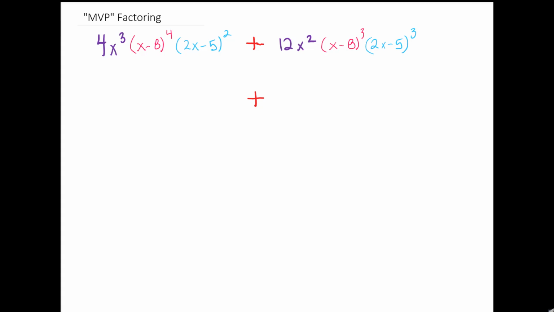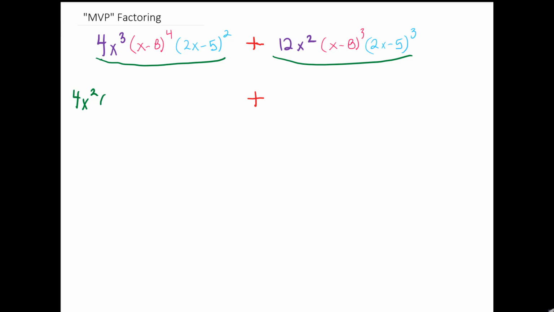So notice that we have a 4 and a 12 on the two separate pieces, right? View this as two separate quantities being added together, this object and this object. What we're going to do is pull out the GCF. So what's the greatest common number that divides both 4 and 12? That would be the number 4. Next, for the x's, we have 3 copies of x on the left and 2 copies on the right, and therefore we can pull out 2 of them. That'll be an x squared.